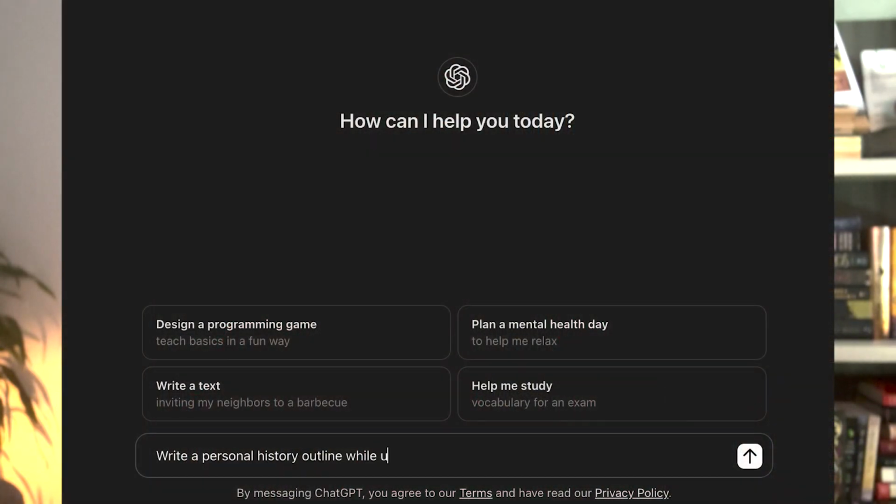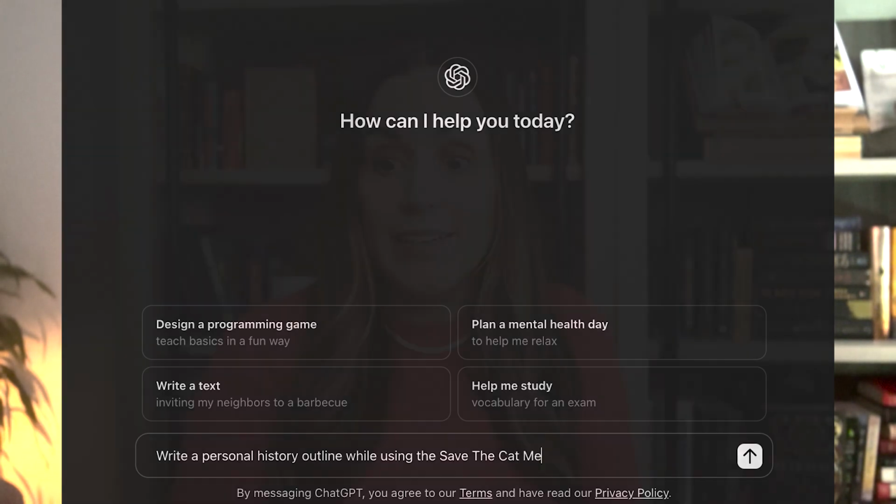I put a prompt in ChatGPT: write a personal history outline by using the Save the Cat method. And it did it. So here is my printed copy. You might be wondering why it's called Save the Cat, and that is because in any story that's really interesting to listen to or to read, they have to save the cat. And what that means is there has to be a problem to solve. There has to be a way in which a character has to get out of a predicament. And so that's why it's called Save the Cat.